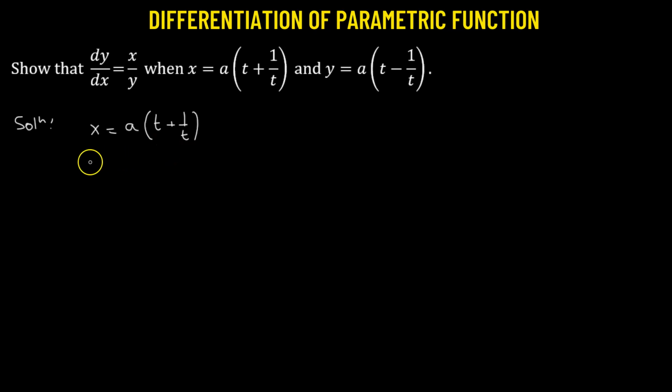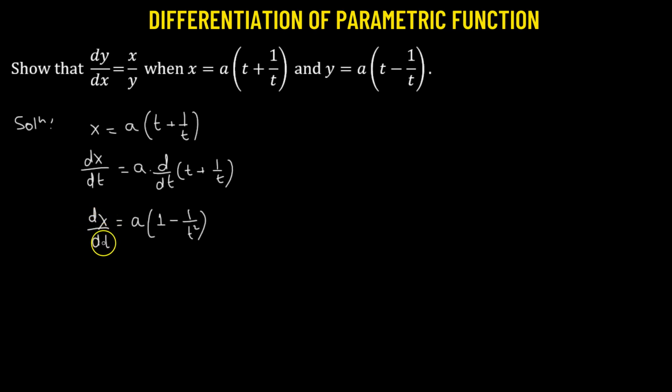What we'll do is take the derivative on both sides with respect to t. So we have the derivative of x with respect to t equals, a is a constant, so a will get multiplied to the derivative with respect to t of t plus 1 over t. This gives us a multiplied by, the derivative of t with respect to t, that's equal to 1, and the derivative of 1 over t, that's negative 1 over t squared. So this is the value of the derivative of x with respect to t.